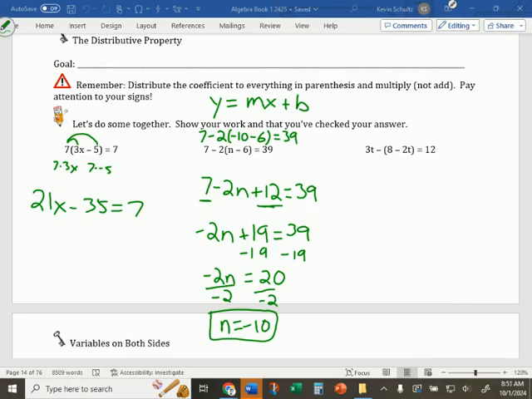Okay. The last one. 3t minus, in parentheses, 8 minus 2t equals 12. What are we distributing into the parentheses? Not the 3t. Why not the 3t? And if not the 3t, then what are we doing? Negative 1. Why not the 3t first? Because the 3t is right next to the parentheses.